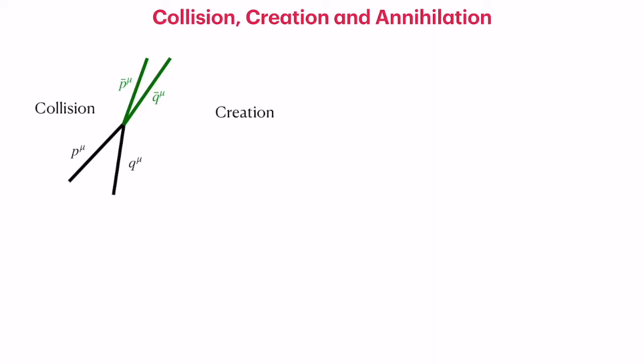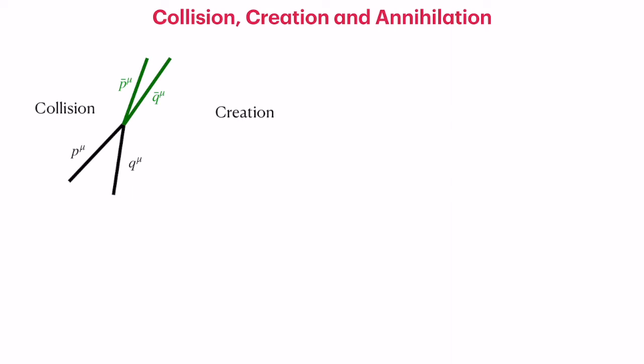One of the standard problems which we deal with in relativistic mechanics is collision, creation and annihilation. This is a case where two particles come and collide, resulting in two particles. So this is basically a collision experiment where you have two particles with four-momenta p^μ and q^μ come and collide, resulting in two particles whose four-momenta are given by p̄^μ and q̄^μ. So this is the collision problem.